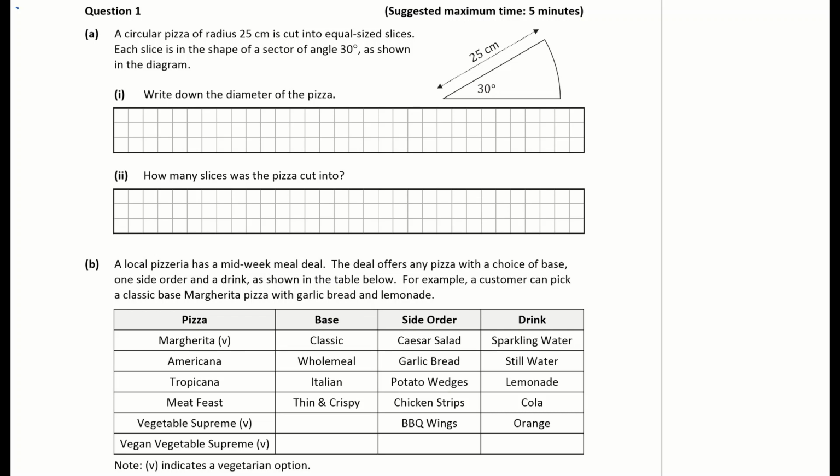Question 1a. A circular pizza of radius 25 centimeters is cut into equal size slices. Each slice is in the shape of a sector of angle 30 degrees as shown in the diagram. Write down the diameter of the pizza.